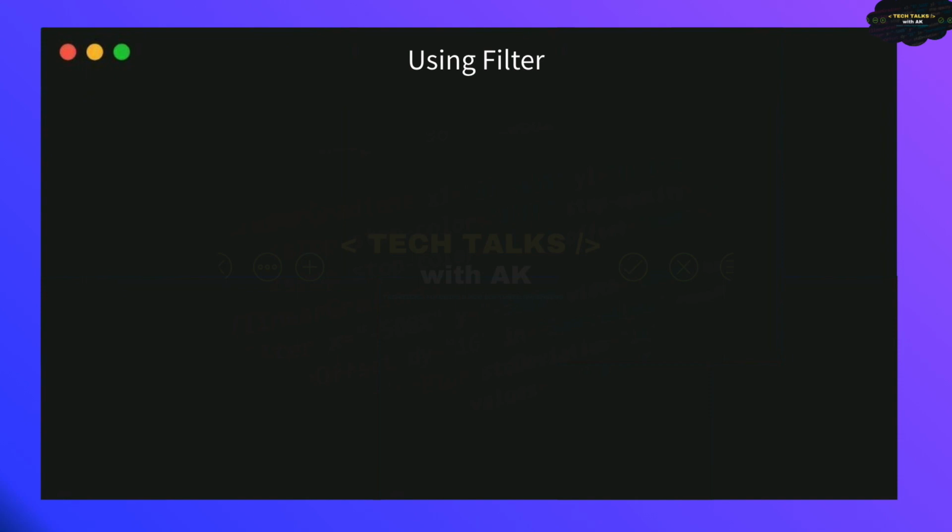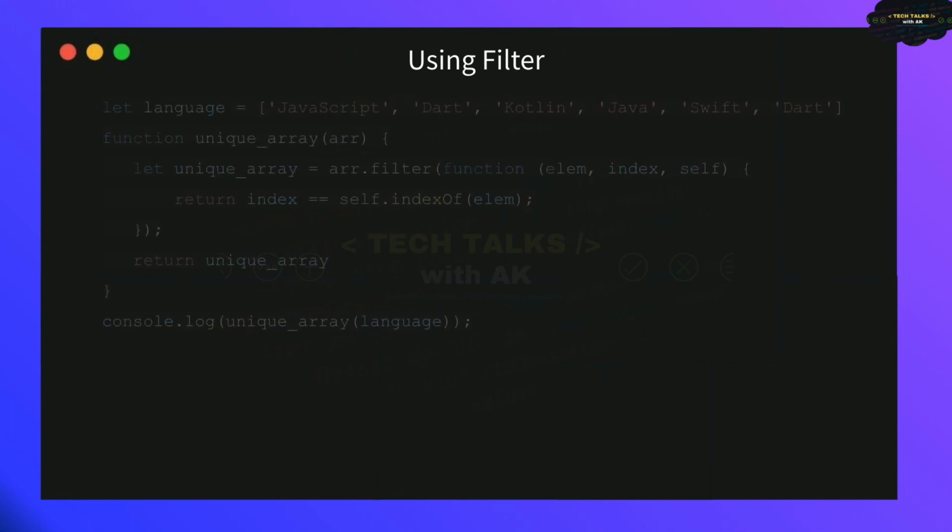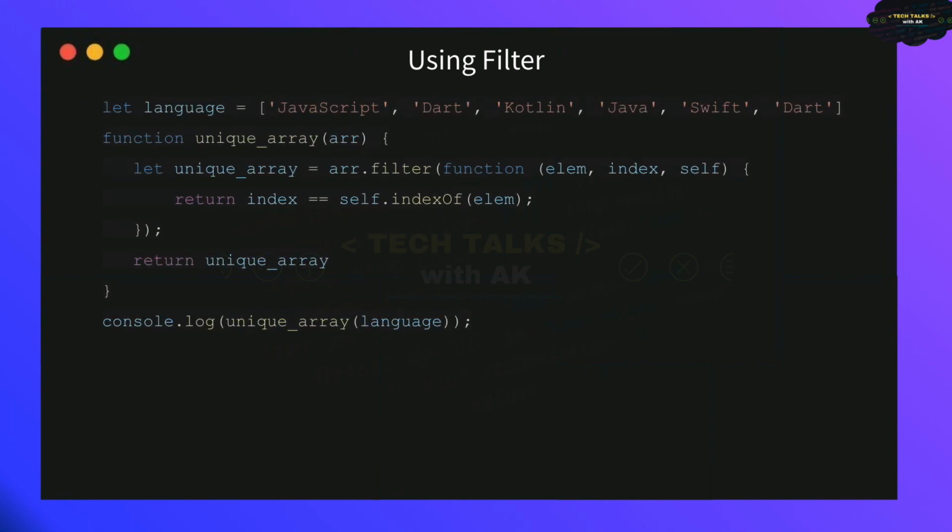To call the filter method, 3 arguments are required. These are namely array, current element, and the index. So let's see by example. Suppose we have an array languages. We can clearly see that Dart is duplicated here. So we need to write a function with any name. I'm using uniqueArray and passing the array to it.